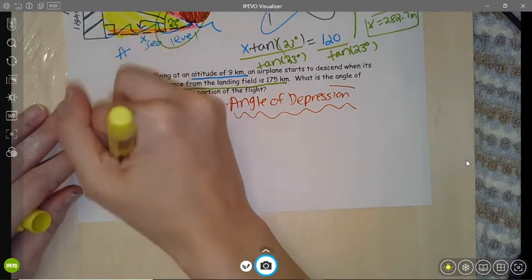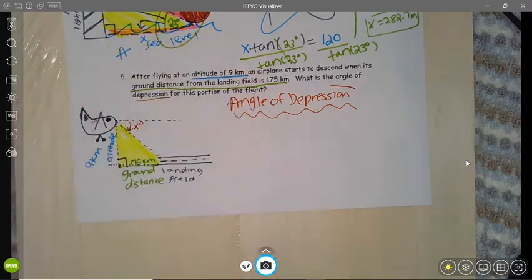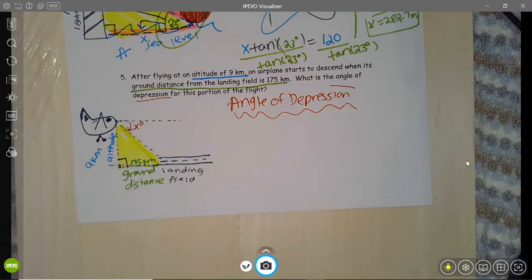If you see, yet again, I have formed a right triangle. You're going to have to form a right triangle to solve these problems. So here's my right triangle in the problem. I have two sides given to me in my triangle. I have a 9 kilometer and a 175 kilometer, but the only other thing I need in order to solve is either an angle that I'm solving for or an angle that I'm given. Well, currently, the only angle I have in my triangle is the right angle.